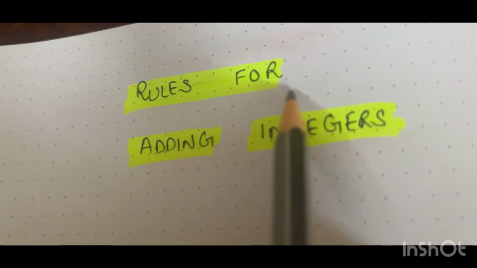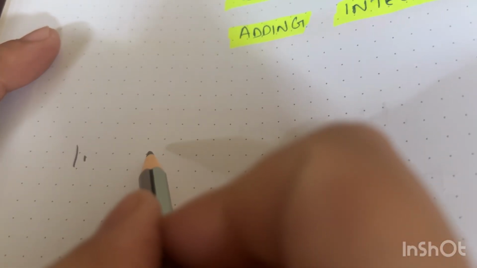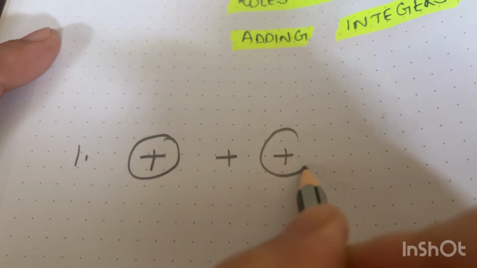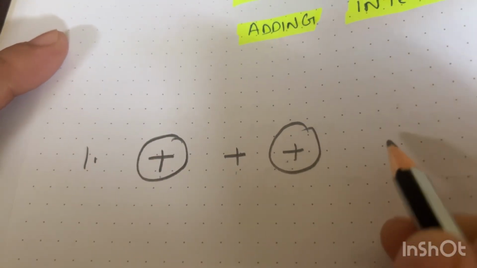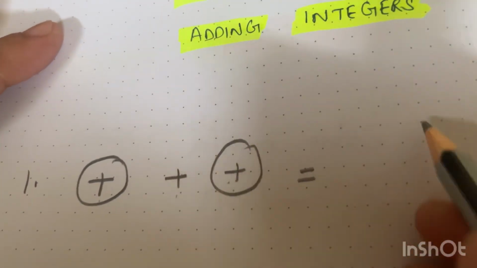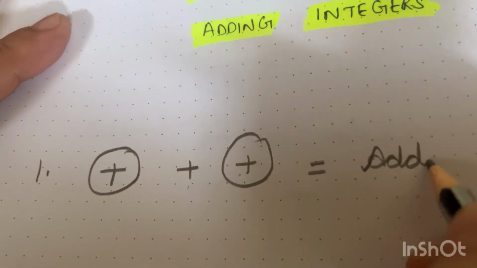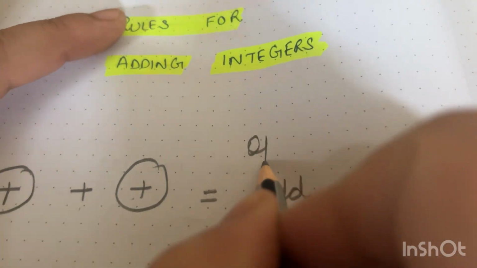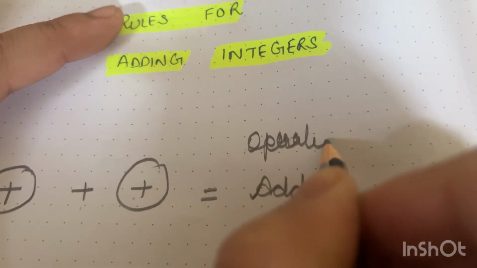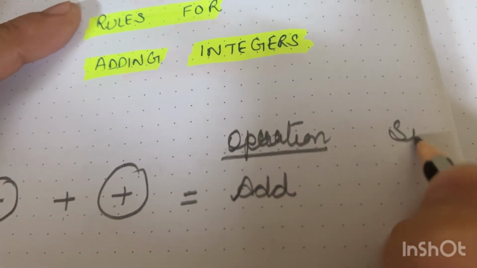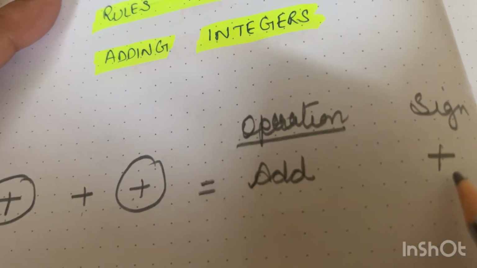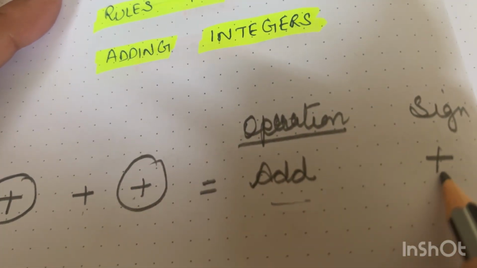Today's topic is rules for adding integers. So let us start. The first rule is when we are adding two positive integers. When both the integers are positive, the operation we apply is addition only. It means we are going to add both the numbers, and here it is the operation and here it is the sign. So the sign which comes before the answer is always a positive sign.